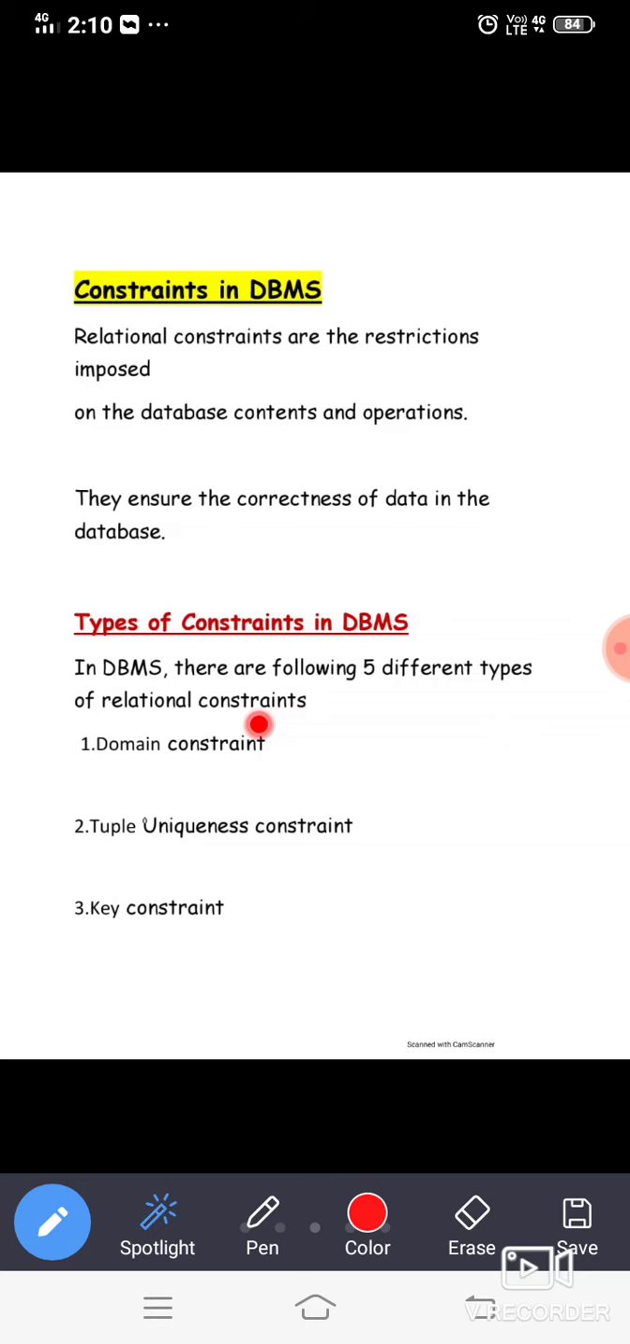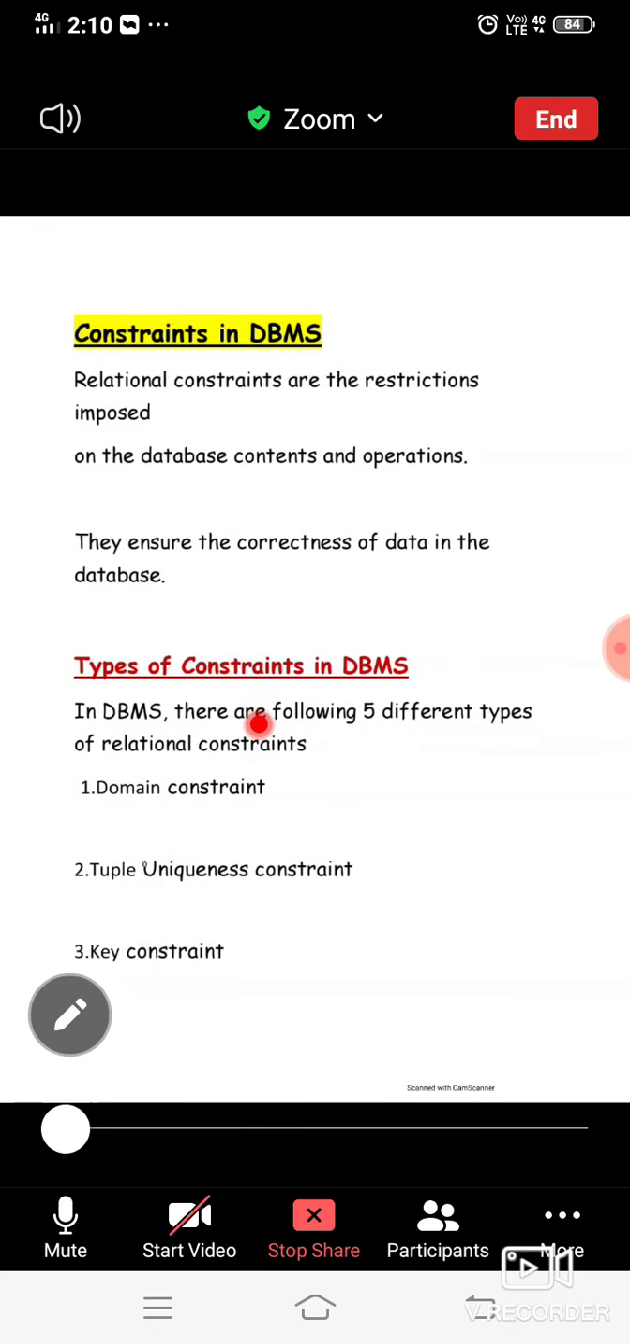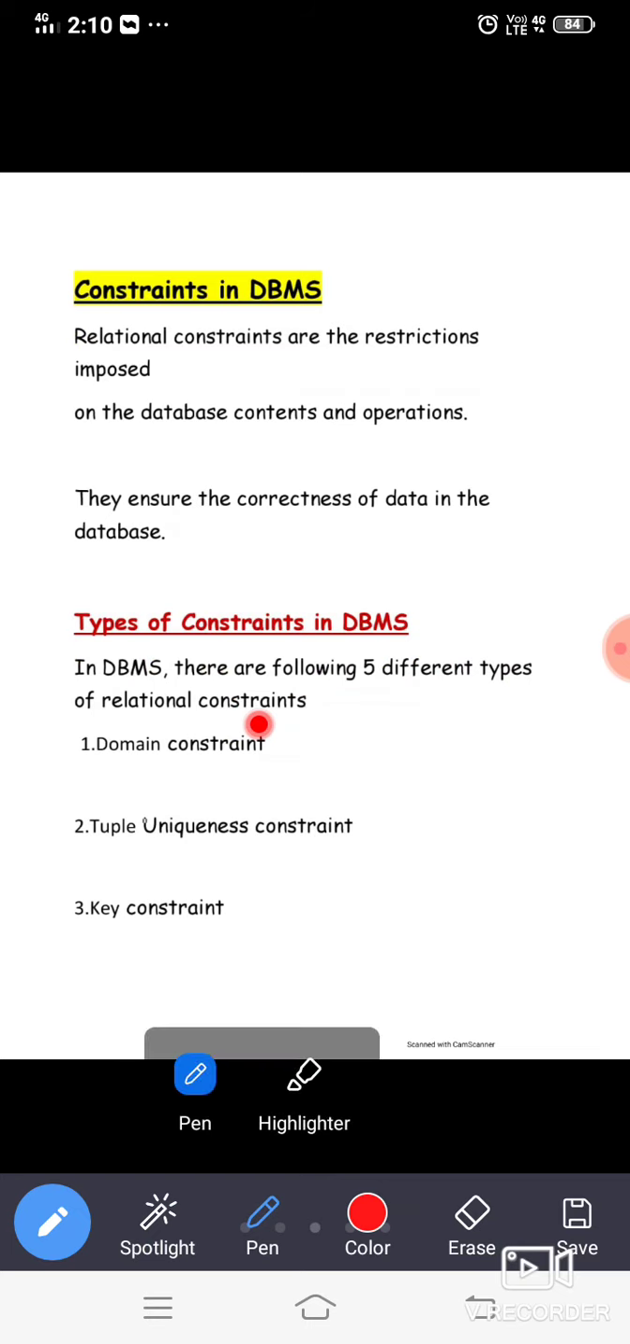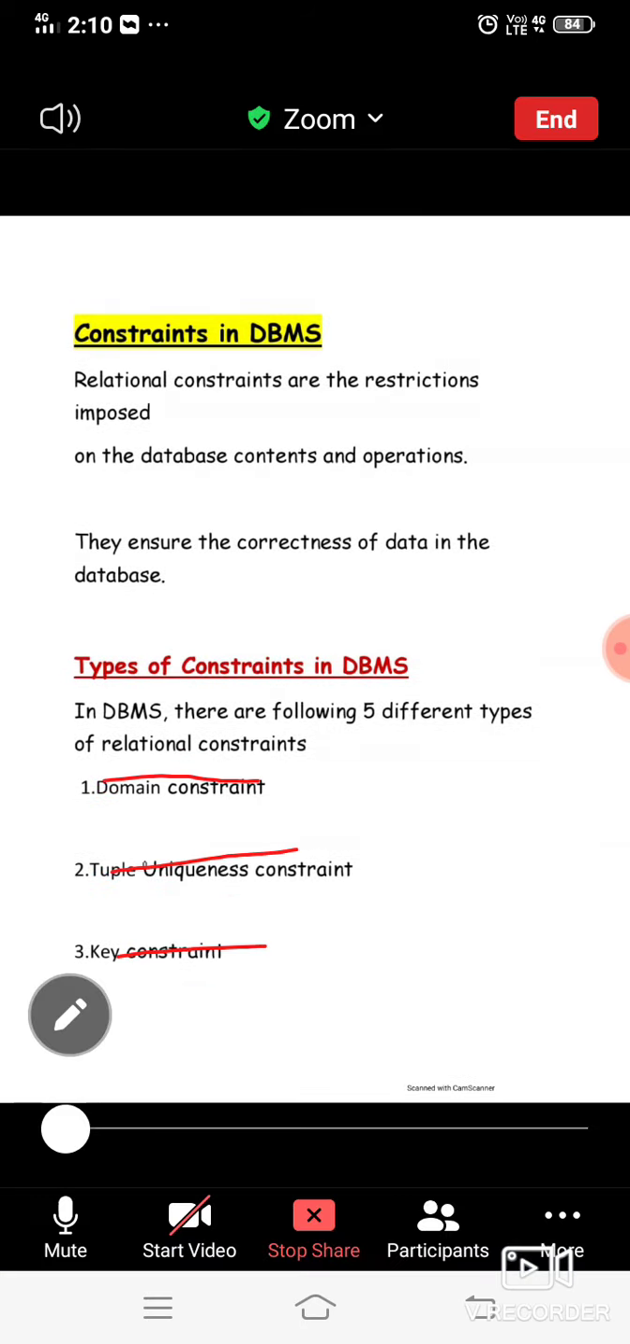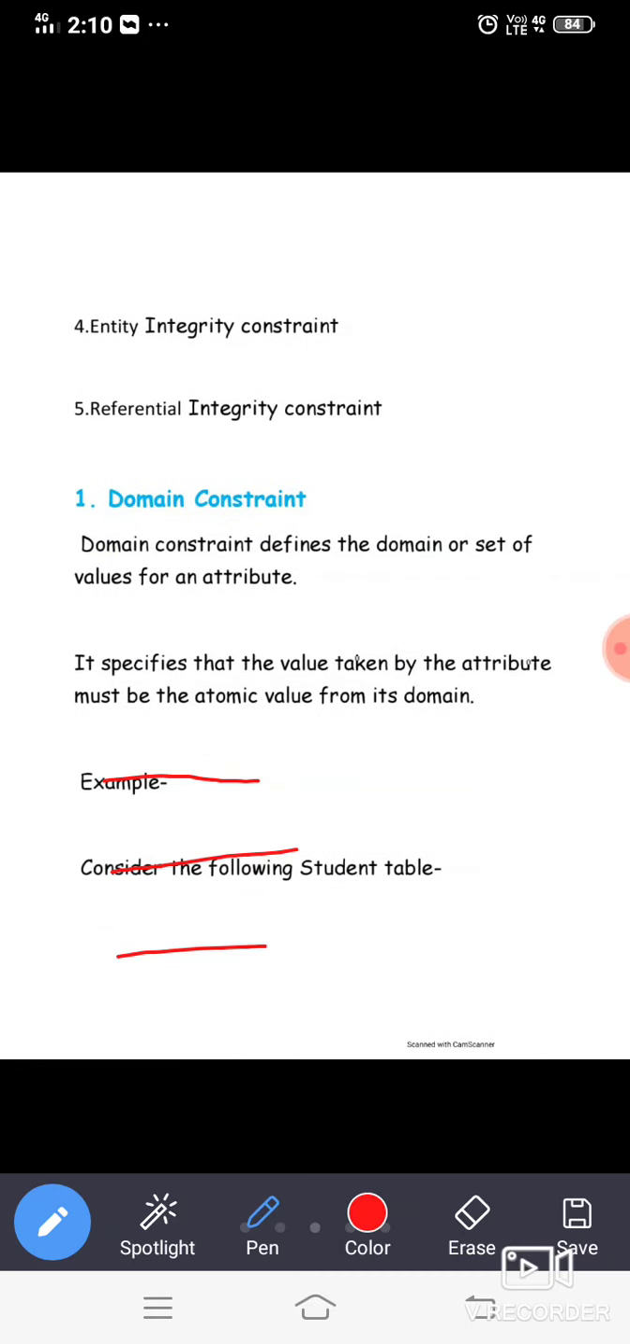So the constants are nothing but, we are going to discuss the constants, and the constants are nothing but the rules. Let us go for the domain constant. There are different kinds of constants that are available in DBMS. Whenever we discuss each of the constants, we can easily come to know what is meant by constant. So directly we are going into the topic. Let us go with the domain constant at first.